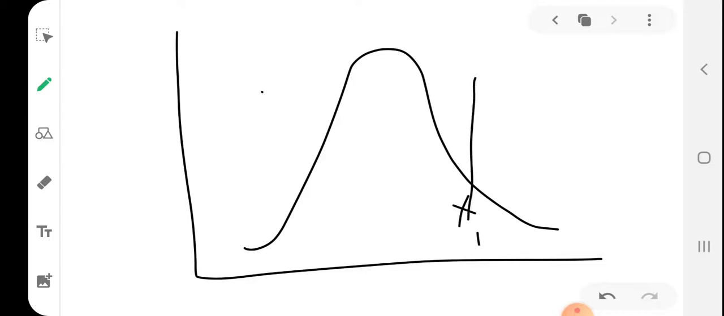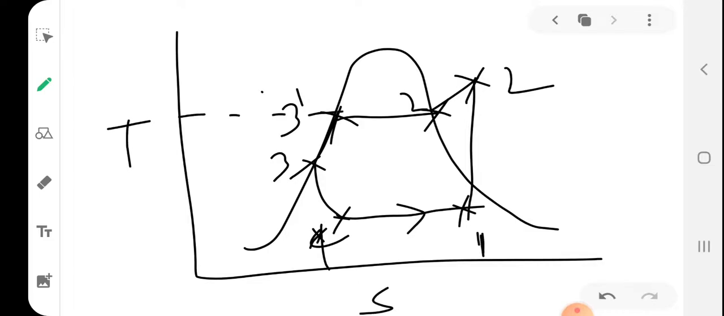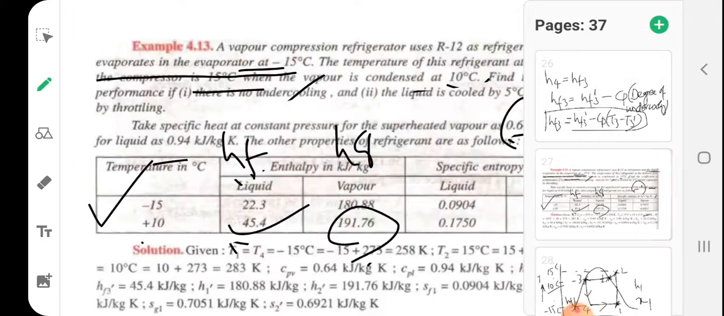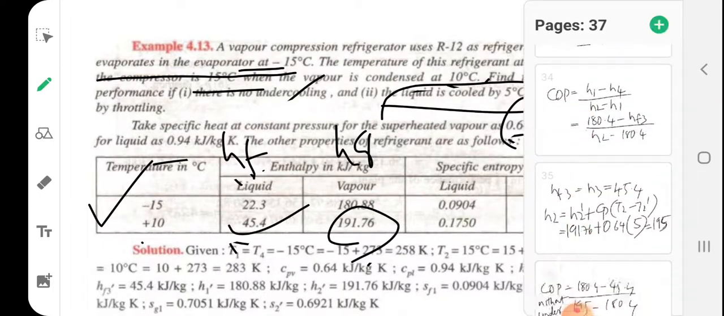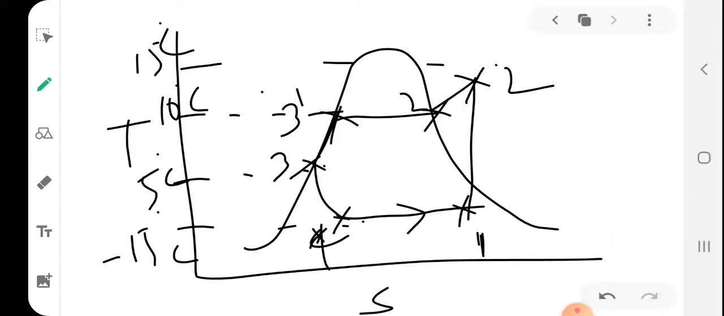So this is 1, this is 2 dash, this is 3 dash, this is 3, and this is 4, and 4 to 1. Now this is with the undercooling. These temperatures are known: 15 degrees Celsius, 10 degrees Celsius, and minus 15 degrees Celsius. T3 is also known, because it is given that the liquid is cooled by 5 degrees Celsius. So the degree of undercooling is 5, and 10 minus 5 will be 5 degrees Celsius.